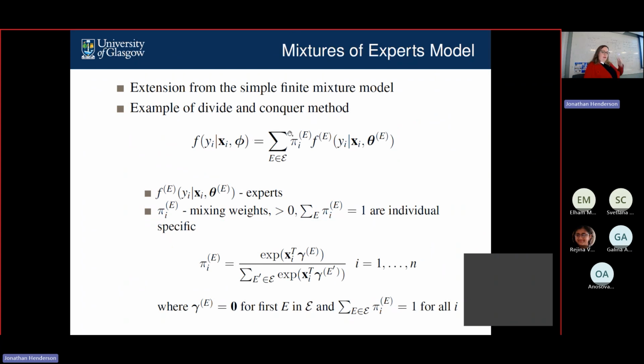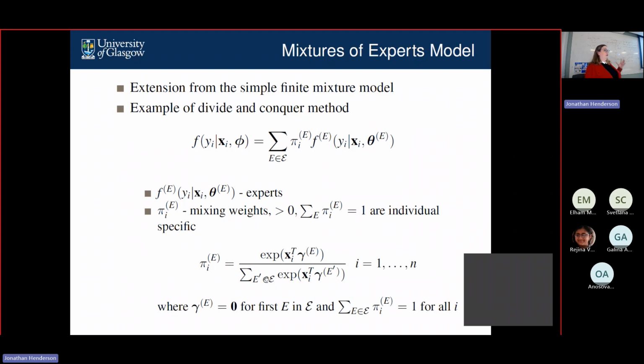It's, again, as I said before, a divide and conquer method, but the only difference between the previous equation and this is that we now have a subscript on the pies, the mixing weights. That's the probability of belonging to that particular component. So that changes now depending on what your observation looks like. You use covariates like X's, and you can then create what we call logistic models to predict which expert you belong to, which component you belong to, which model should be used.